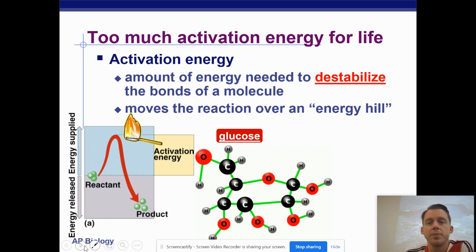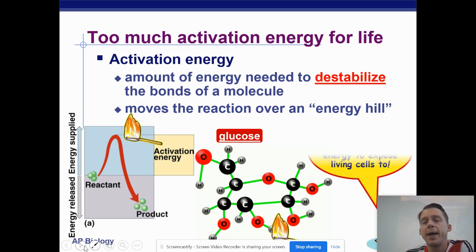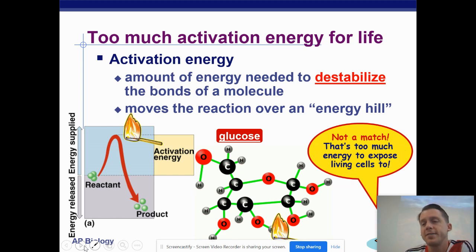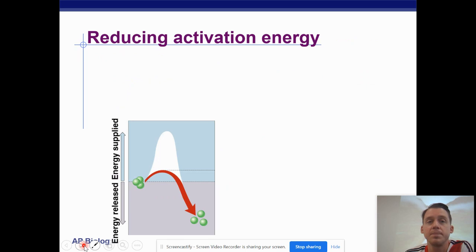Glucose is a molecule that we break down in our bodies, and we need activation energy to break it down. But we're not going to use a match, because that's not going to work in a human body. We've got to use something else for activation energy. So how are we going to deal with this activation energy? We can't use a match. We have to use something else.